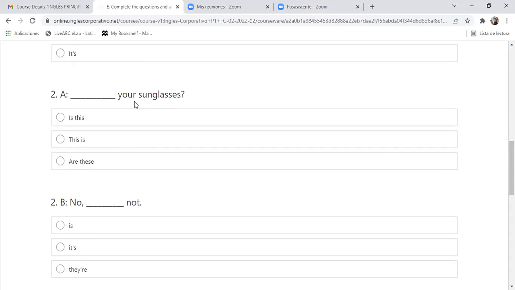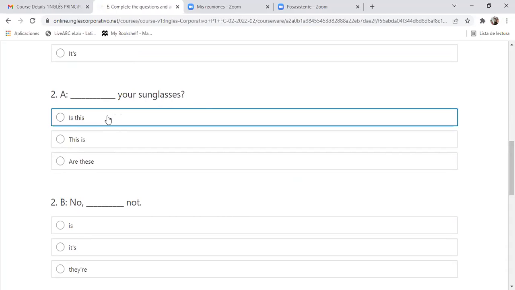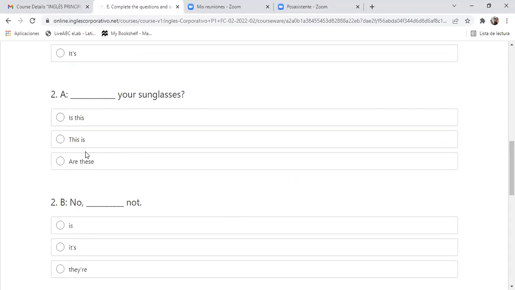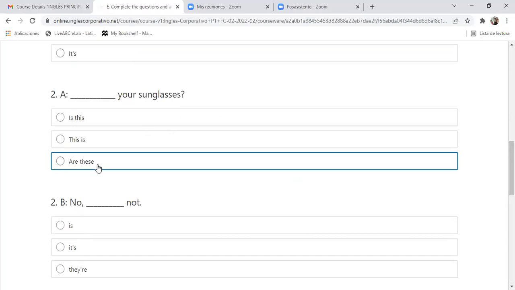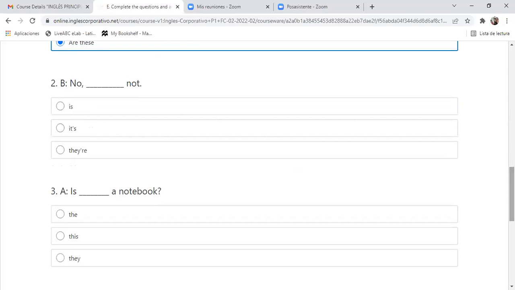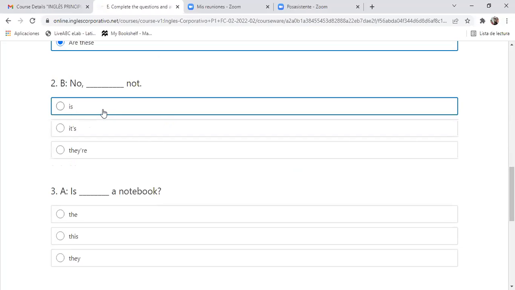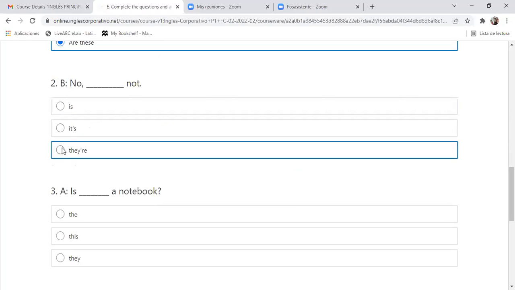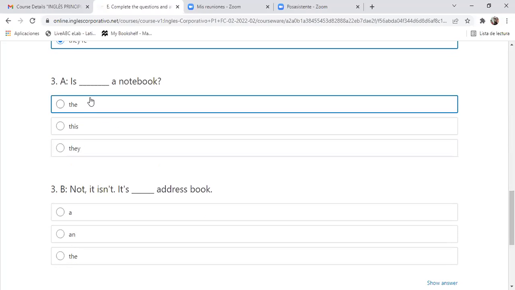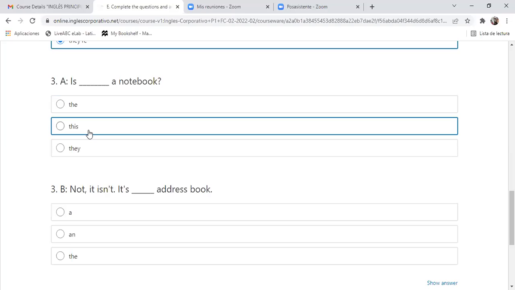Next one says your sunglasses. Is this your sunglasses? This is your sunglasses, or are these? Are these your sunglasses? Very good. This is no, it's not. No, it's not. Or no, they're not. They're not. Very good. Excellent. And then it says, is a notebook, is this a notebook, or is they a notebook?